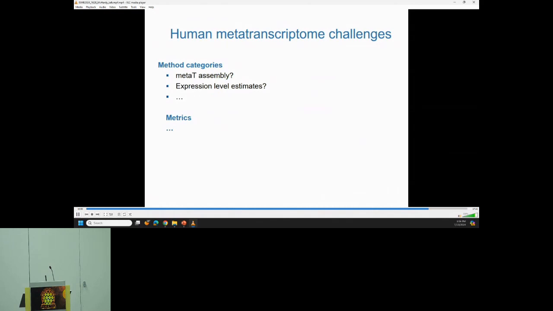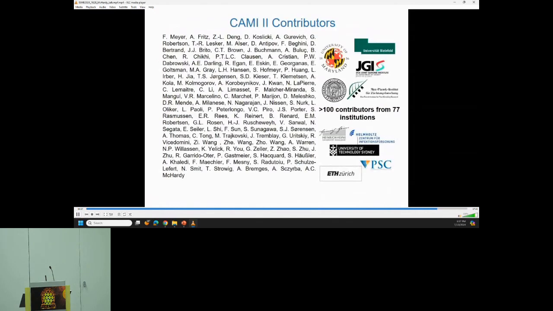Then oftentimes you do expression level estimates, and then you do differential expression experiments. And so these kinds of things, of course, could also be assessed with the gold standard. How accurately do tools assess differential expression or just raw expression levels? So here we need the input by the experts, and also how we should assess it. So with that, I really want to close.